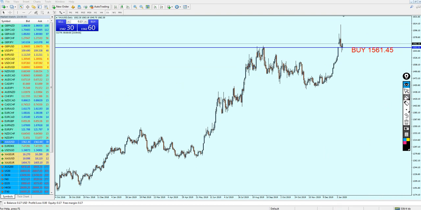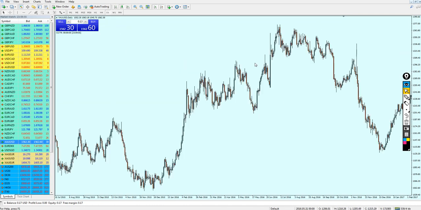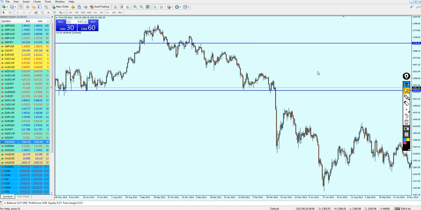Of course, we can see clearly that we had here the previous resistance. It is actually where the reversal happened. We just need to be sure that this is the right level to start buying the gold. Look at the past, we can see.